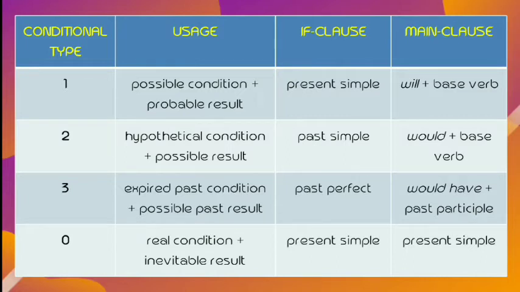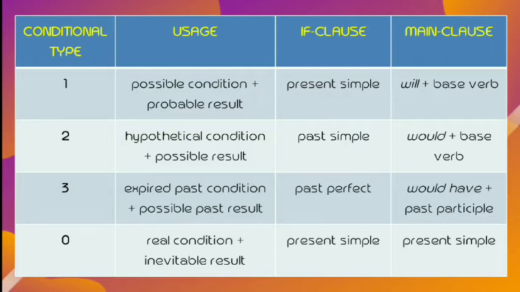For conditional type 1, the usage is possible condition plus probable result. If clause, present simple. Main clause, will plus base verb. Conditional type 2, the usage is hypothetical condition plus possible result. If clause, past simple. Main clause, would plus base verb.